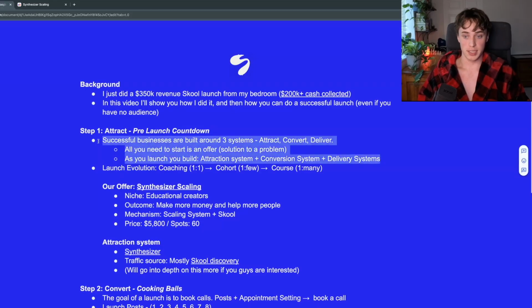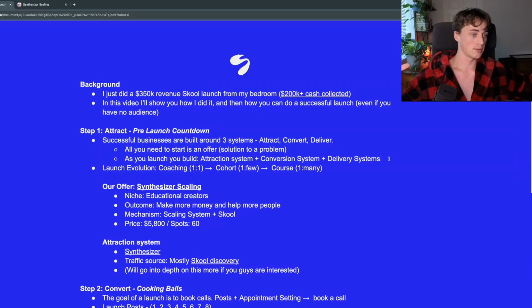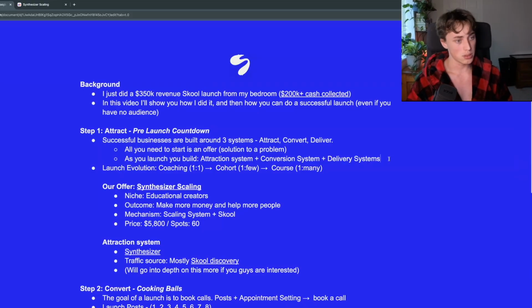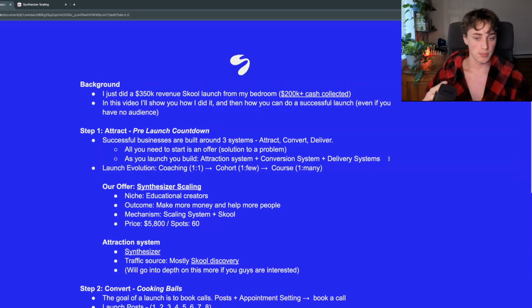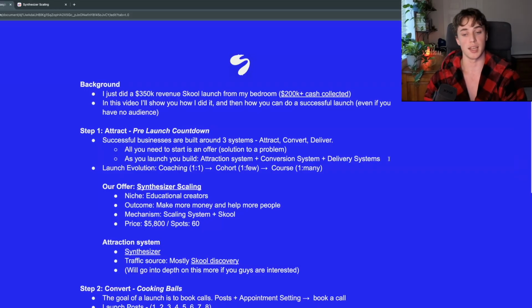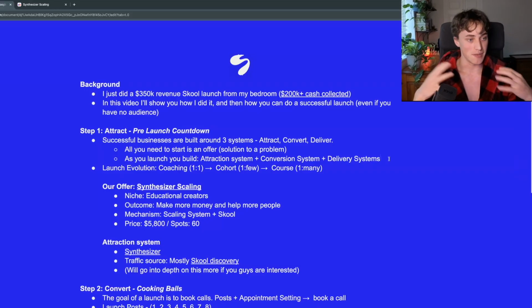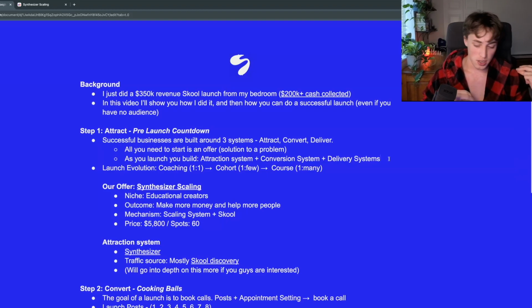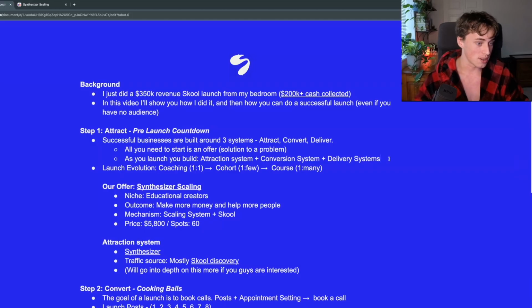Now, this leads us to the next question of, if I'm launching something, what do I launch? Am I launching a cohort, a community, a course? What do I do? And here again, people oftentimes misunderstand the evolution of launching and growing a business, where they think, I want to do the most scalable model. I'm going to start a course. I'm going to build a course. I'm going to create a course.